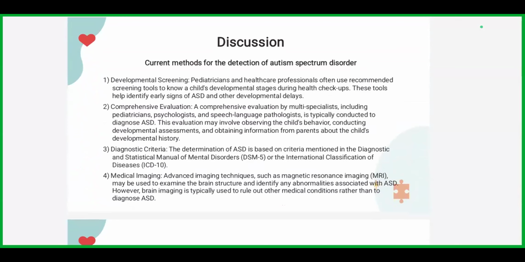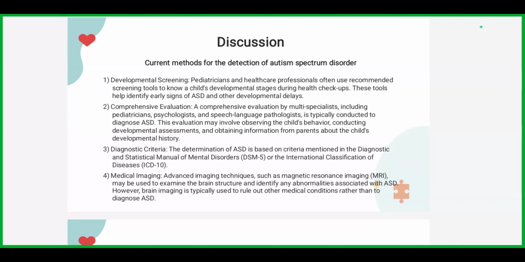For developmental screening nowadays, we only go for pediatricians, and healthcare professionals often use recommended screening tools to know the child's developmental stages during health checkups. These tools help identify early signs of autism spectrum disorder and other developmental delays.